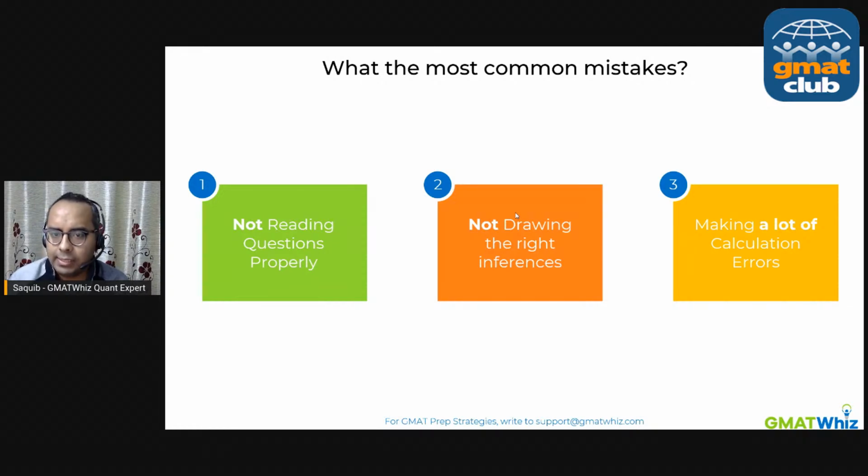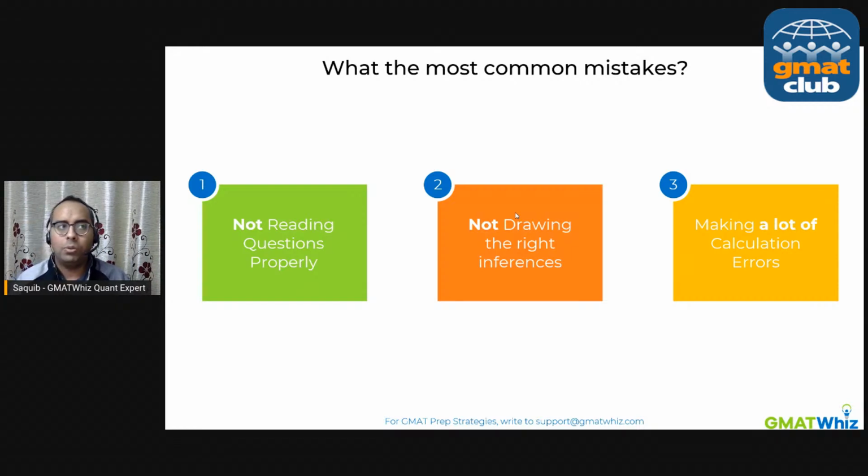Once you have learned the concept, when the application part comes up, it is very important that you should be able to draw the right inferences. If you don't draw the right inferences while solving the question, you will end up getting the incorrect answer. And obviously the third is making calculation errors.